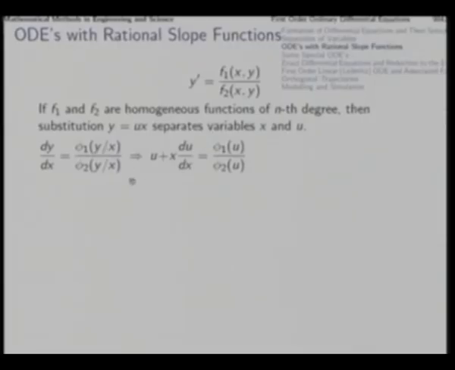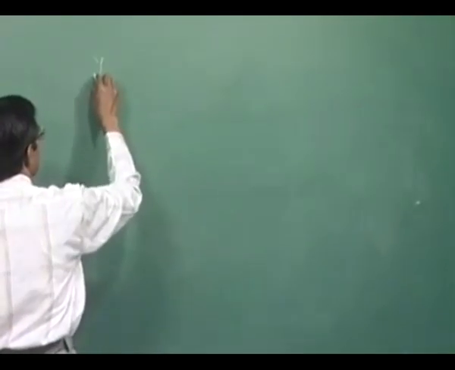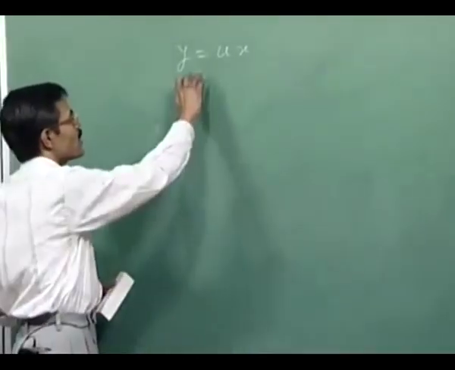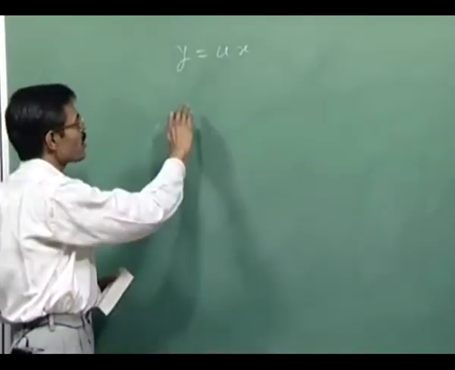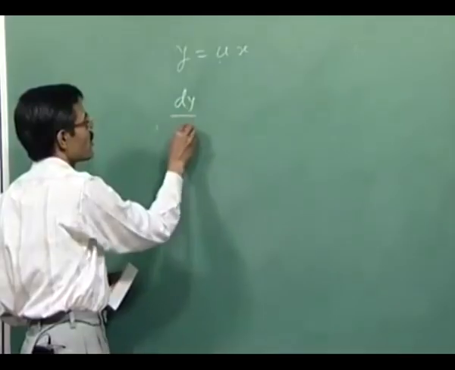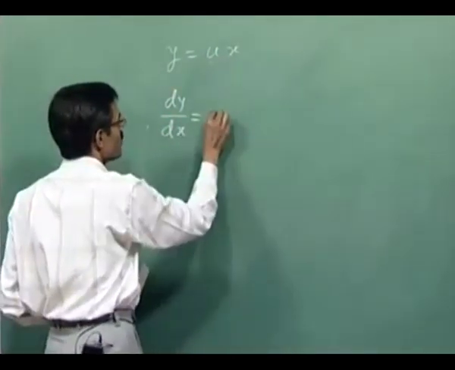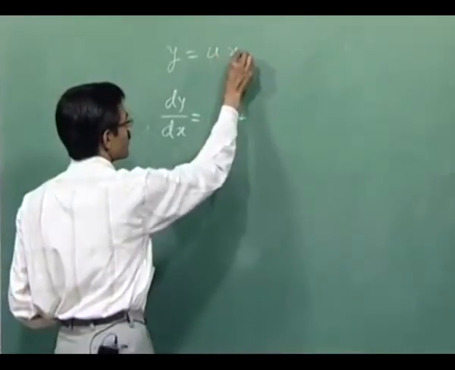Then the solution is very easy, because in the place of y by x we can substitute u. If you represent u as y by x, then y will be ux, and the term dy by dx in the differential equation has to be replaced with du by dx. So, you differentiate it and find an expression for dy by dx, that will turn out to be u into 1 plus du by dx into x.